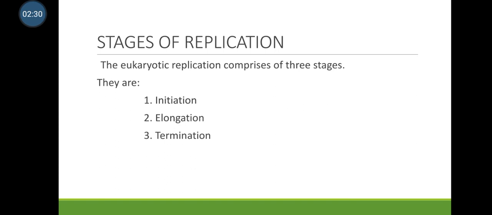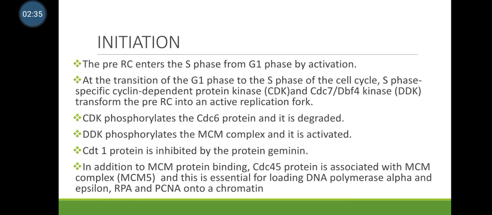The replication involves 3 stages: initiation, elongation, and termination. Initiation. The pre-RC enters the S phase from the G1 phase by activation. At the transition of G1 phase to S phase of the cell cycle, CDK and DDK transform the pre-RC into an active replication form. CDK phosphorylates CDC6 and activates it. DDK phosphorylates the MCM complex and activates it, and CDT1 protein is inactivated by the geminin protein.